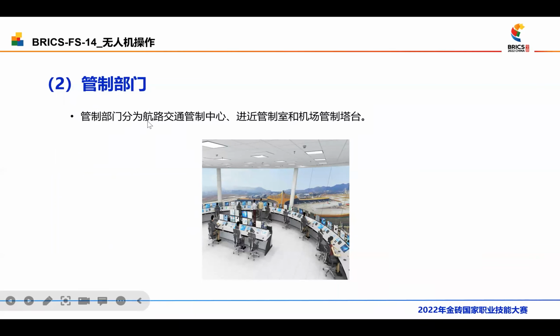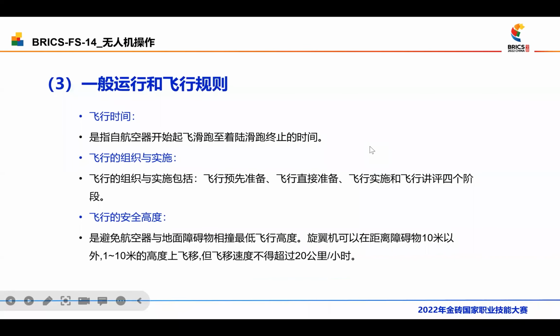Next is the control department. It is divided into the highway traffic control center, approach control room, and airport control tower. Those belong to the civil UAV.